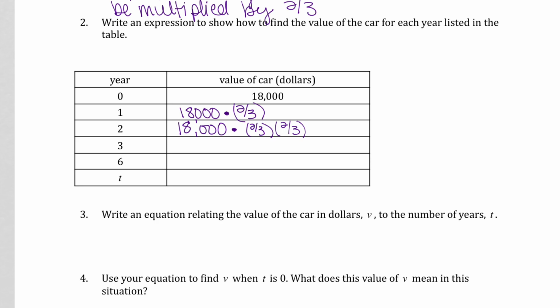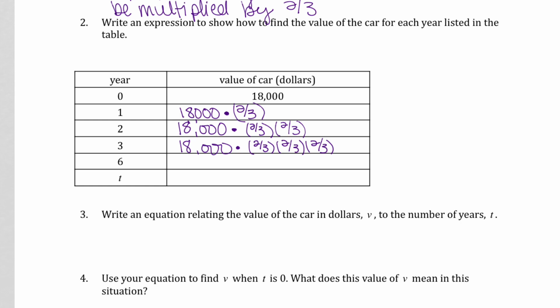Okay, so what do we do for year 3? Multiply it by 2/3. 18,000 times 2/3, 2/3, 2/3. What are we going to do at year 6? 6 of them. Is there an easier way to write this than writing 2/3 6 times? 18,000 times 2/3 times 6?